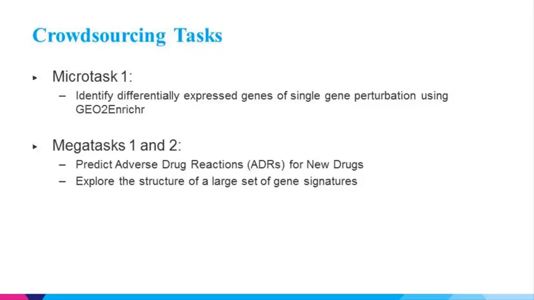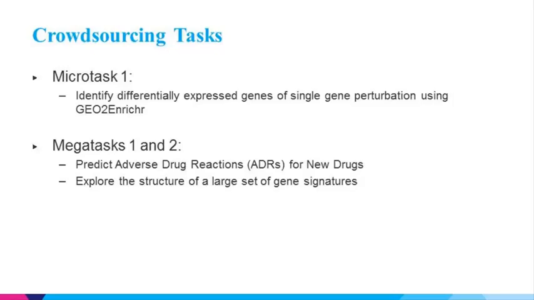The other 2 crowdsourcing projects are megatasks. Those are hard challenges. The first one will provide you with gene expression data after drug perturbation from over 400 drugs, and also a matrix that describes side effects that are known to be associated with those drugs. The goal of this megatask is to develop a classifier that can predict side effects from the gene expression data. If this works, such a classifier can be used to predict side effects for drugs that are not yet marketed.